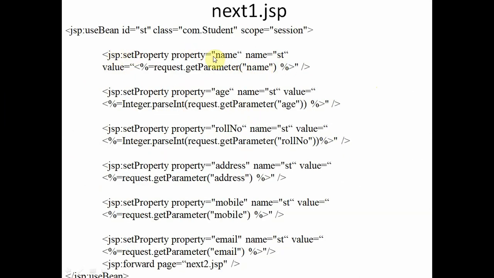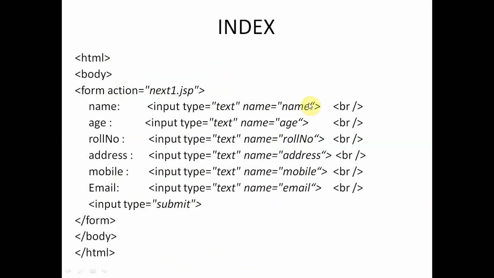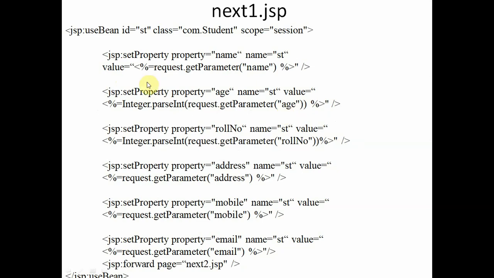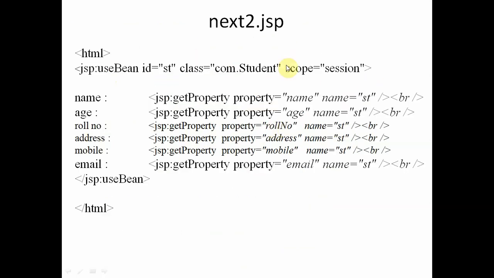Through set property we are initializing the name variable by the value request dot get parameter, which is given in this text box. So इस text box में जो value है, इस text box की value को set property ने name property के अंदर रिक्वेस्ट डॉट गेट पैरामीटर के थ्रू इनिशियलाइज कर दिया, और उसके बाद using get property, jsp colon get property, property name is name and class name is st. So we are printing this through this line. तो यहाँ पे हमने jsp colon get property के through इसको print किया है.